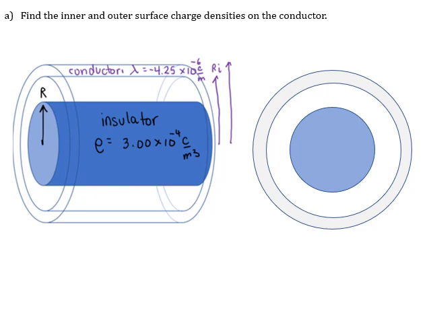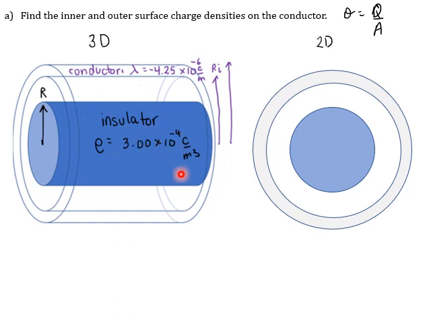For part A now, we're asked to find the inner and outer surface charge densities on the conductor. So these are surface charge densities. What we're trying to find is sigma, and that's going to be the charge, Q, divided by the area. So let's make sure we understand what's happening. Our insulator, and we have here on the left a 3D view. It's probably easier to look at a 2D view.